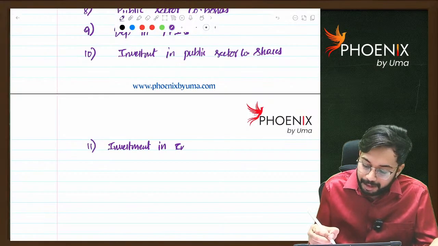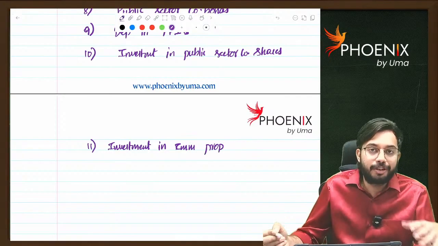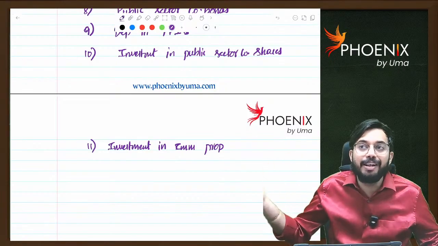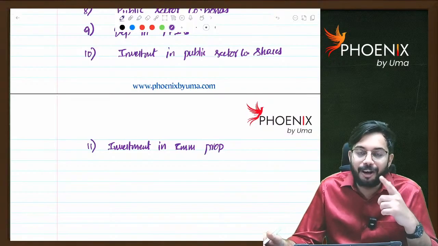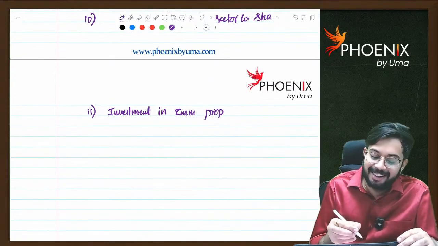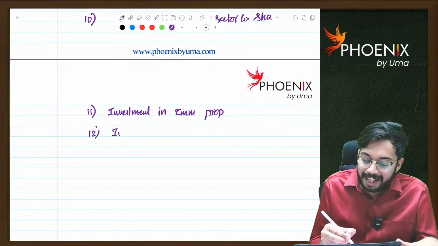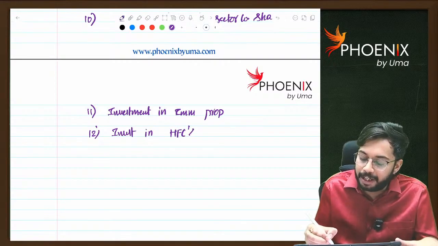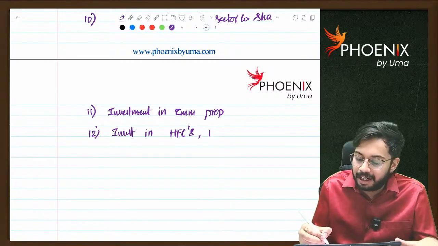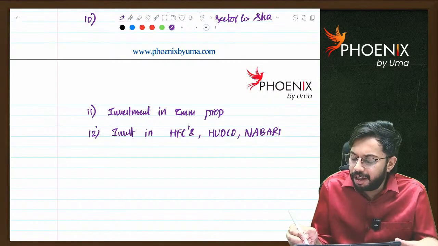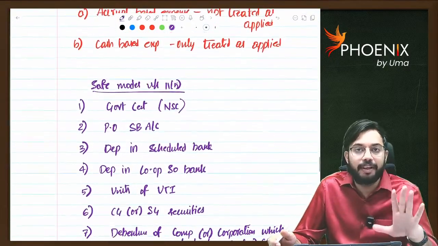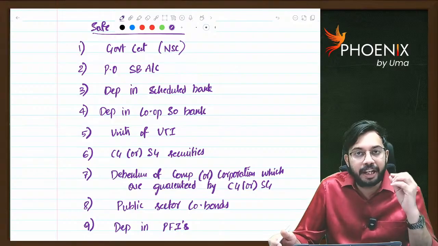I hope you understood how they are getting so much income and building so many assets through this point. If you understand, leave some comment. Now, investment in housing financial corporations, investment in HUDCO, Housing Development Corporation, investment in NABARD bonds. All these are safe modes of investment. So if a trust invests in all these safe modes of investment, then it is all right. It will be treated as applied.